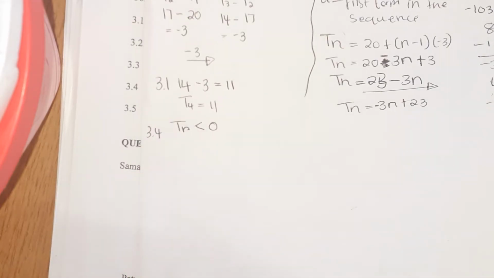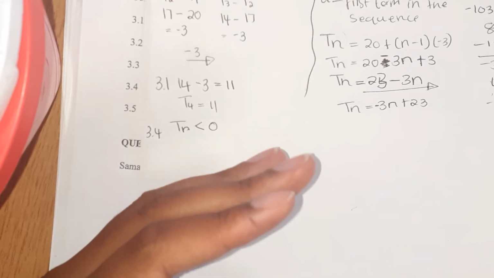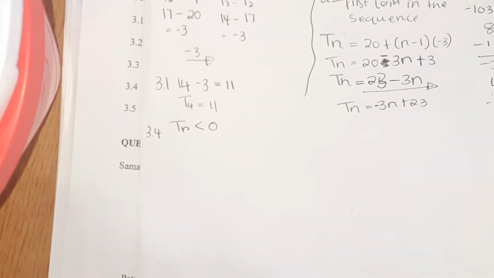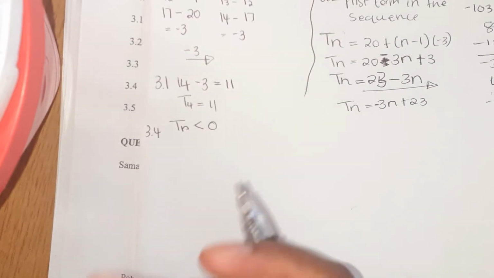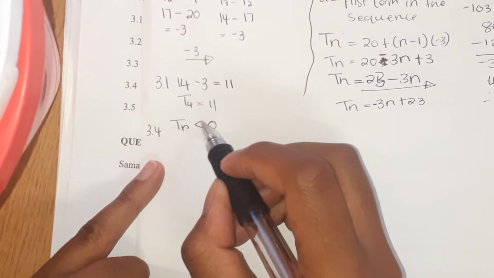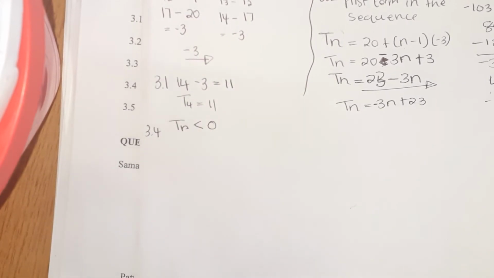3.4. So Tn has to be less than 0, as the negatives are less than 0. So here, this just represents that Tn is less than 0, or Tn is greater than 0 when we do it that side.